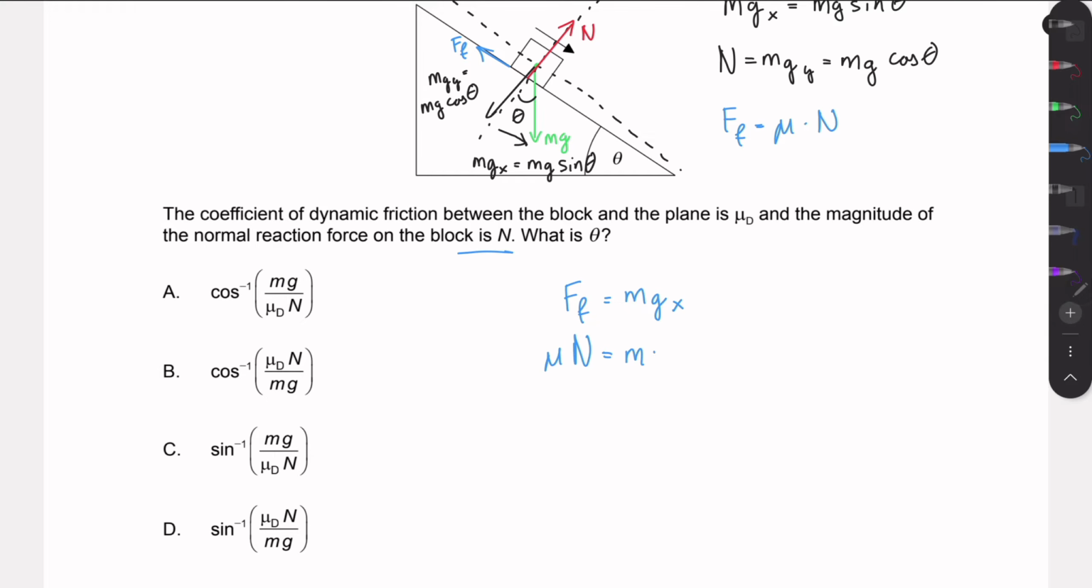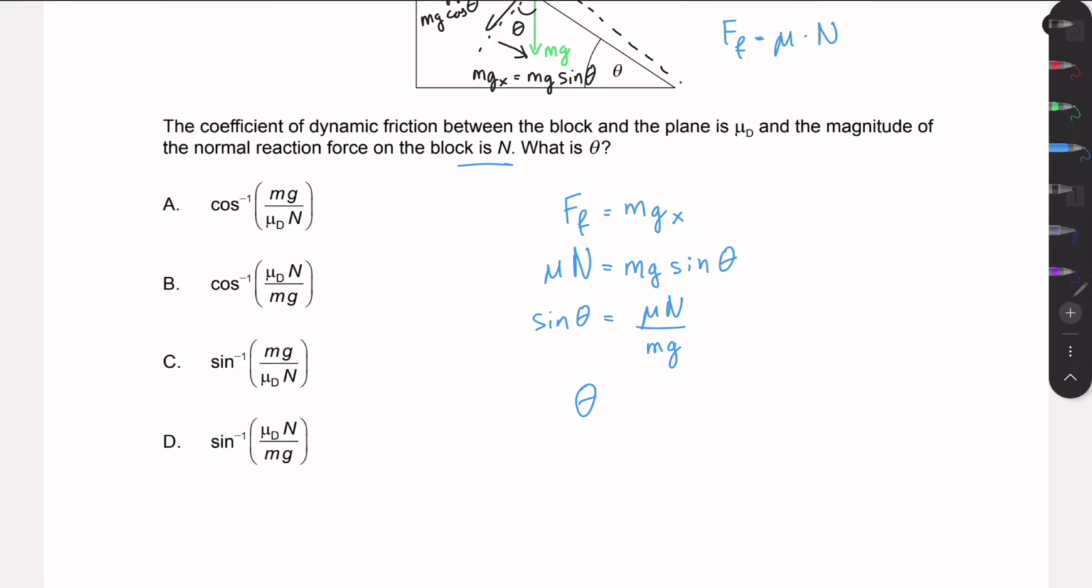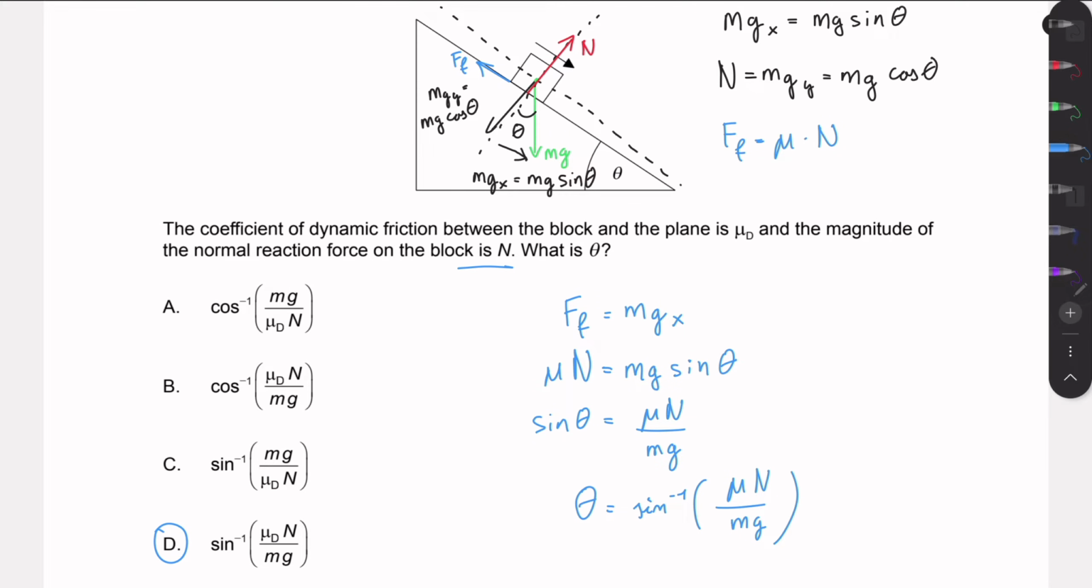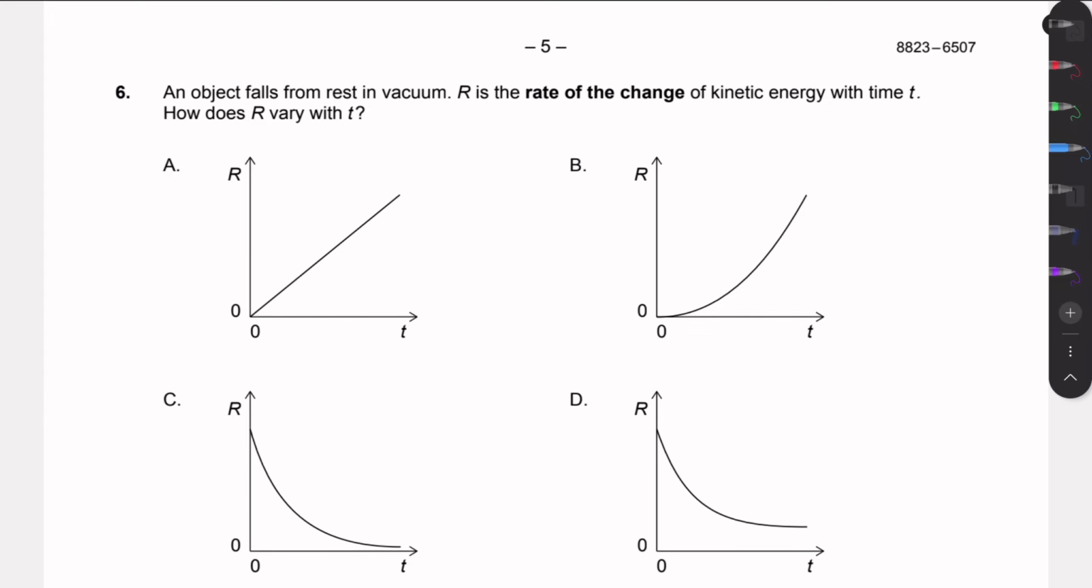So this is mg sine theta. And if we rearrange for theta, we see that the sine of theta is mu N over mg. And then we just need to take the arc sine, the inverse sine of this, and we will see that this matches with option D. So yeah, this is quite a lengthy problem, but it's worth understanding, as this also comes up in the open-ended style questions, so it's worth spending some time to understand this.